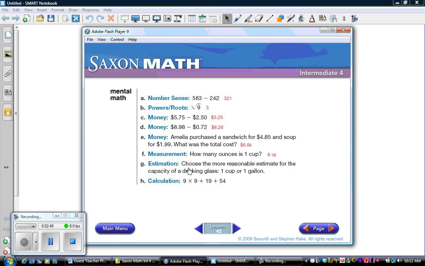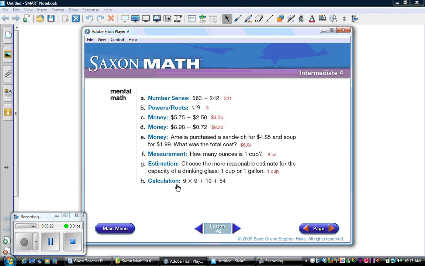All right, estimation. Choose the more reasonable estimate for the capacity of a drinking glass. Would a drinking glass be more likely to hold 1 cup or 1 gallon? So we're thinking of your glass measuring cups for the liquid that would be up to the 1 cup mark, or 1 gallon would be like a gallon of milk. Which one's more reasonable? 1 cup. You could not fit an entire gallon of milk into 1 glass and drink the whole thing.